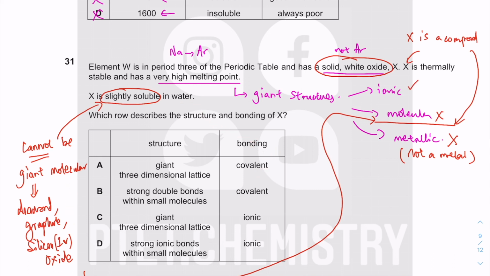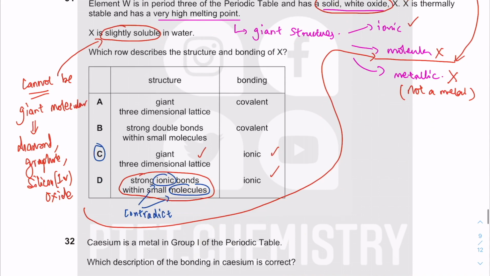So we're looking for a giant ionic structure. It has to be a giant three-dimensional lattice of strong ionic bonds. It has to be C because the other option is wrong chemistry. It says strong ionic bond and then it says molecule. Do you see why it's wrong? It says ionic but it says molecules. So this is what we call a contradiction. When you write this in a structured paper, you do not ever put these two together. When you put ionic and molecule together, you are done. There's wrong chemistry already.